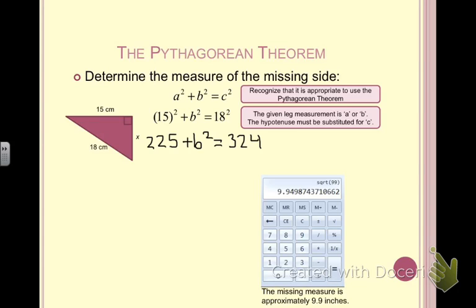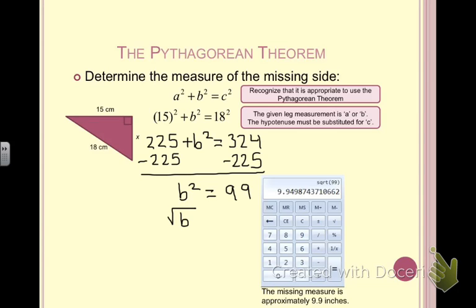Think back to your equation solving skills. You have to isolate the variable term next by subtracting 225 from both sides. This leaves us with b squared equals 99. Now, take the square root of 99 to get that b is approximately 9 9/10 centimeters.